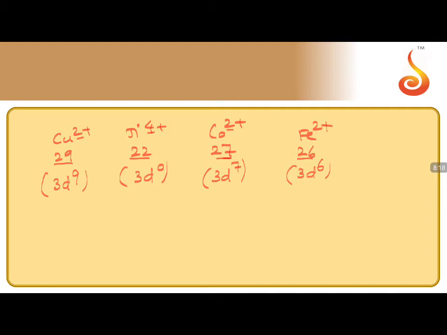So when you take this particular one, here you have the number of unpaired electrons will be 1 electron. Here you will have 0 electrons. Here you have 3 electrons. Here you have 4 electrons. So you have copper, Co2+, and Fe2+. These are the species which have unpaired electrons.